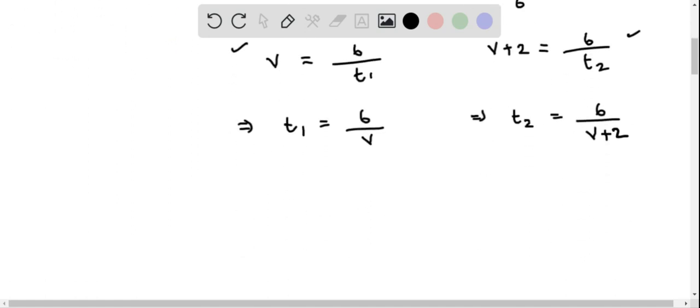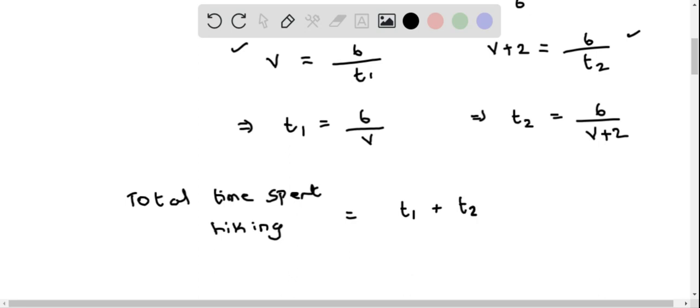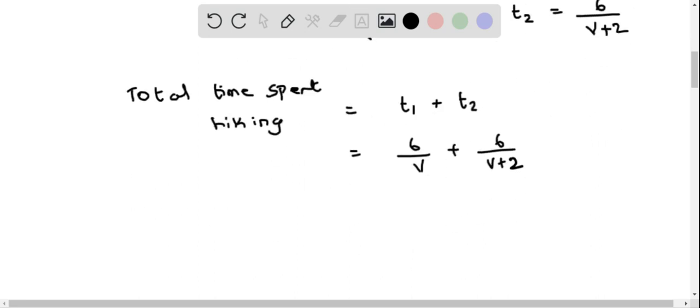Now let's add these two times so that we get the total time. So we write total time spent hiking equals t1 plus t2. Let's put in the expressions for t1 and t2, that is 6 by v plus 6 divided by v plus 2. We have to combine these two fractions and give a simplified rational expression. The common denominator is going to be the product of these two.